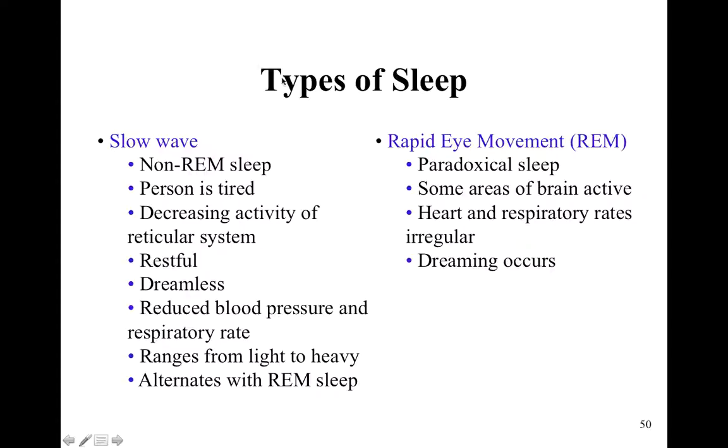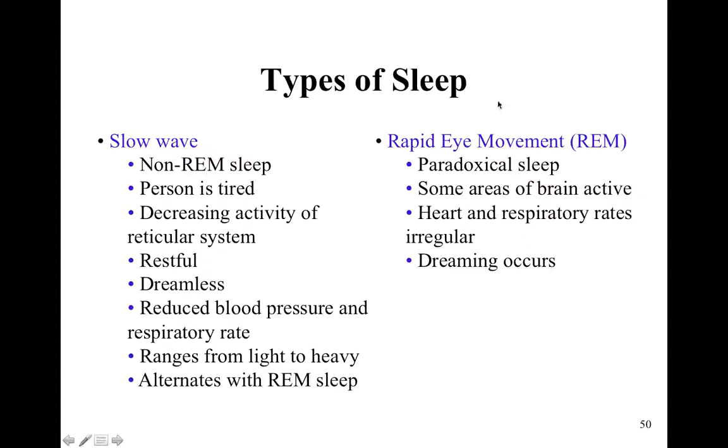Okay, types of sleep. The book has a great description of this, but we've got slow wave sleep, which is the non-REM. REM sleep stands for rapid eye movement. But slow wave sleep, you're just tired. Your reticular system starts to decrease its activity. It starts to be inhibited. It's a restful sleep, dreamless, but in slow wave sleep you're not always in the same type. You go from light slow wave to heavy slow wave.